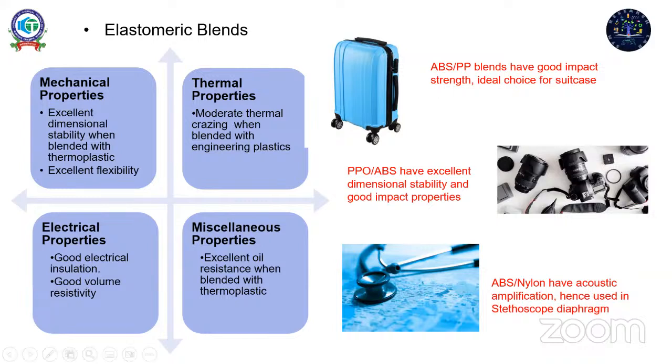As you can see, among the examples, ABS PP blends are a good choice for suitcases as they give high impact strength. Again, polyphenylene oxide when blended with ABS offers good dimensional stability and good impact properties. When talking about ABS and nylon, these materials have good acoustic amplification and therefore can be used in the stethoscope diaphragm.